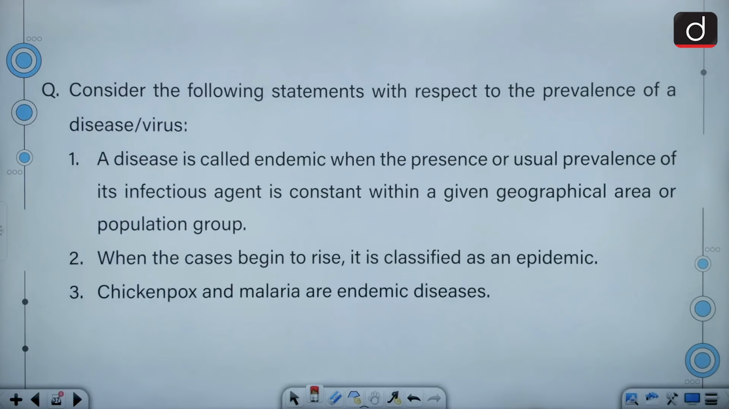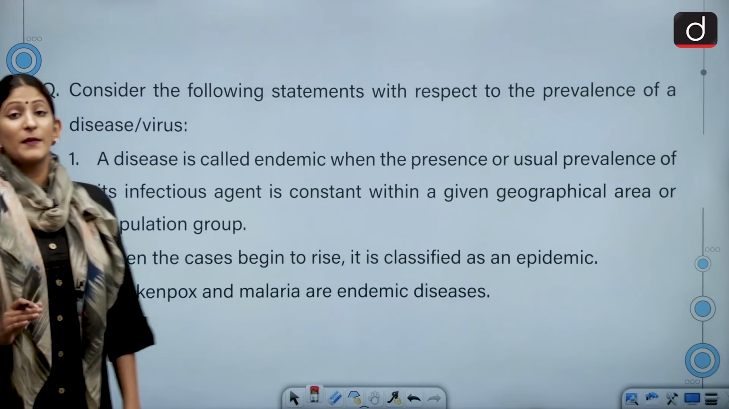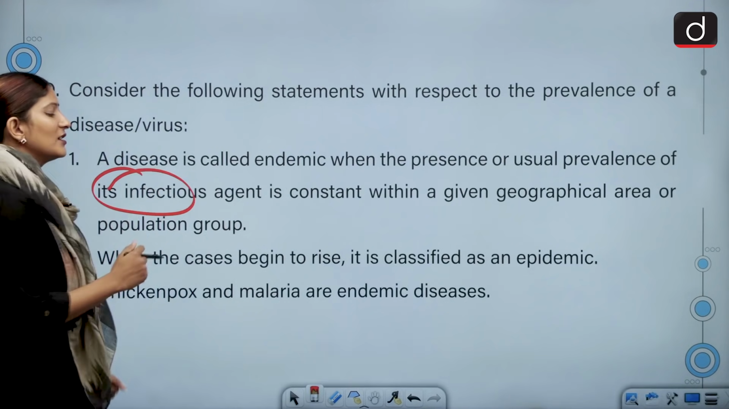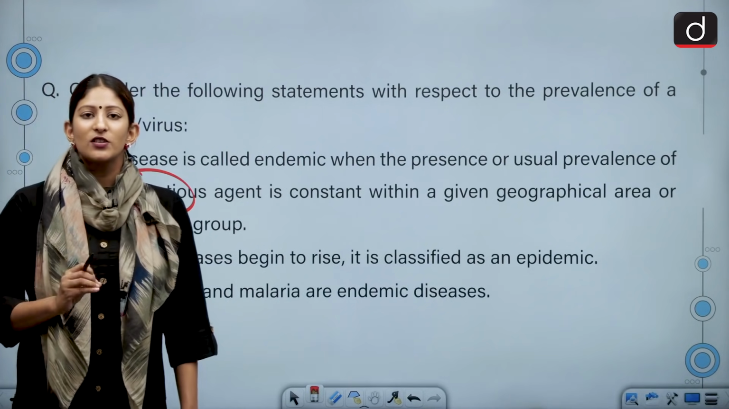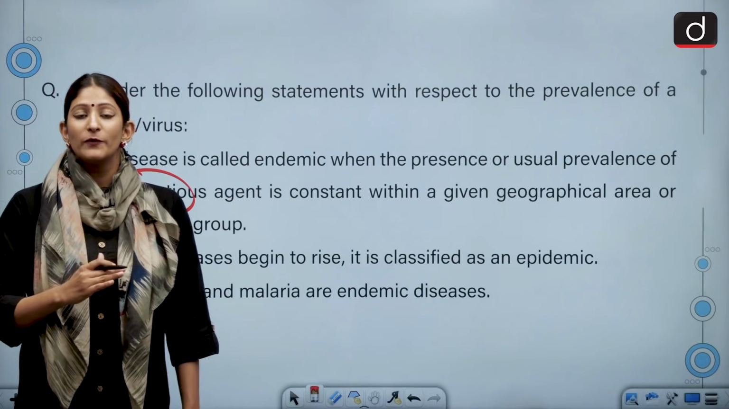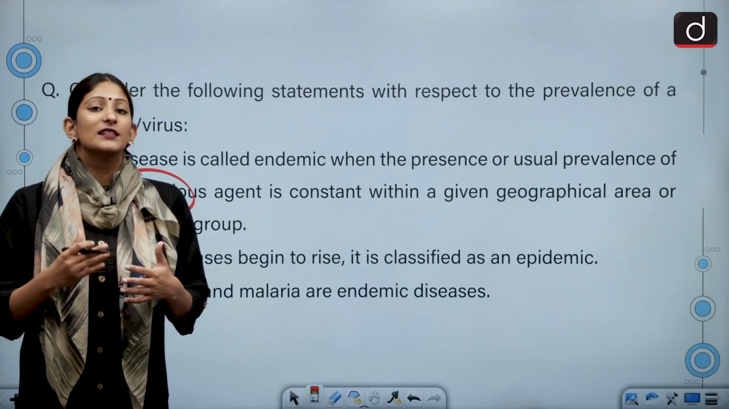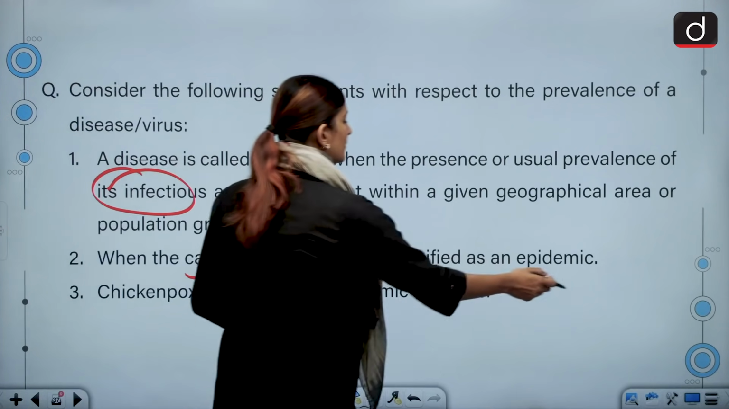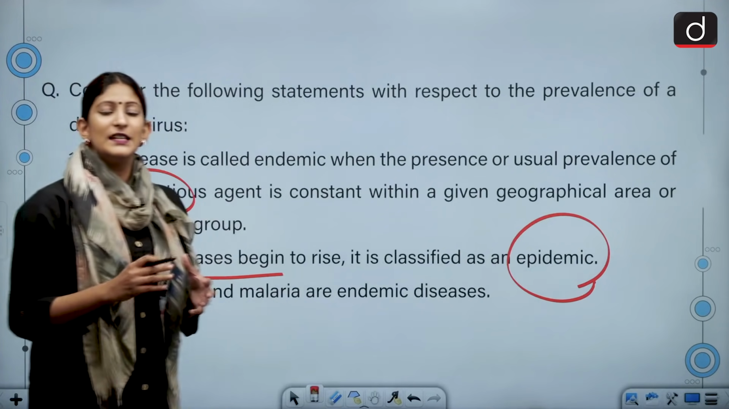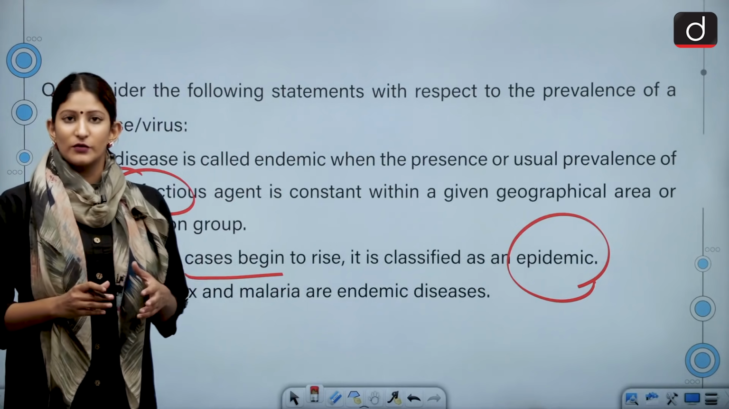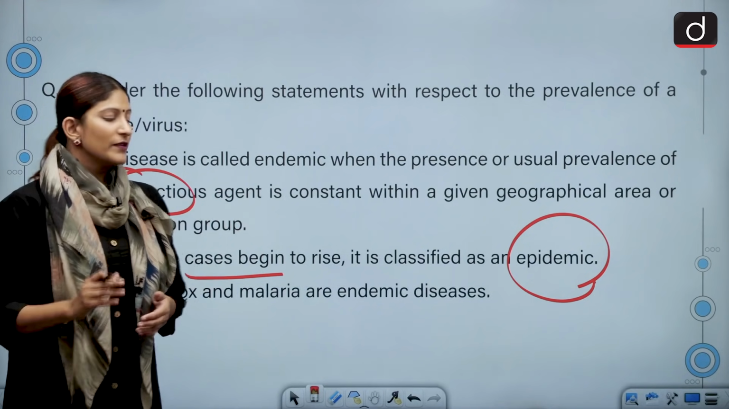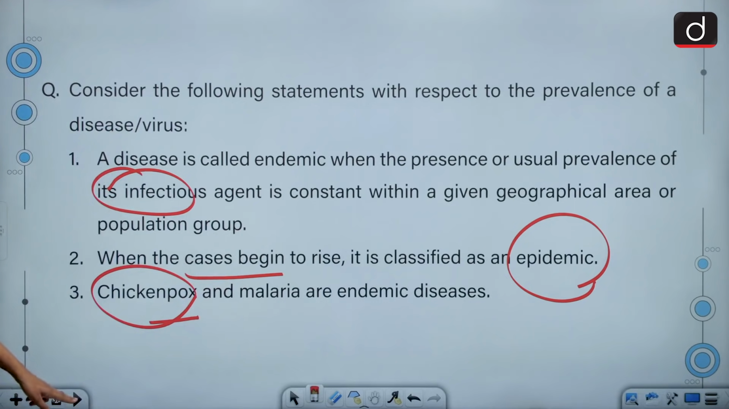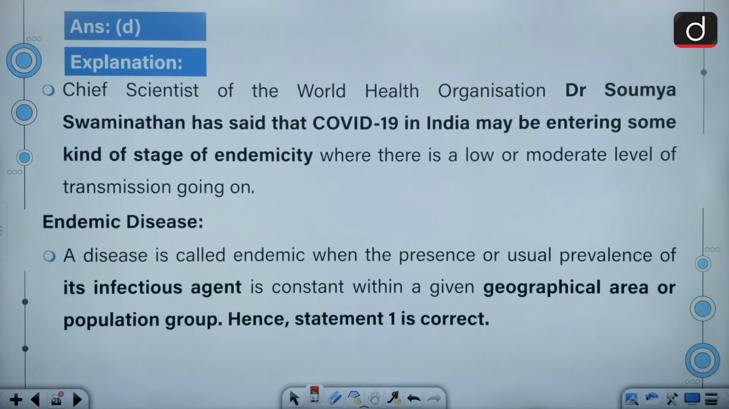Yes, all these statements are correct. A disease is mentioned as endemic when the presence or usual prevalence of its infectious agent is constant. That means the infection rates remain low or moderate and the population has learned to live with the virus. When the cases begin to rise, it is known as epidemic. And when these cases occur in many countries, that is known as pandemic. So the first and the second statement as well as the third, these three statements are correct. The correct answer is option D, all of the above.